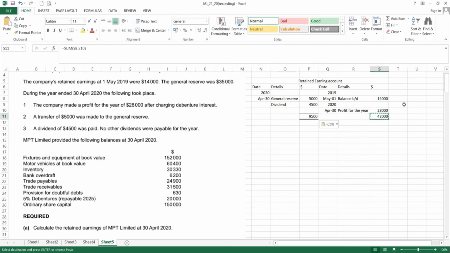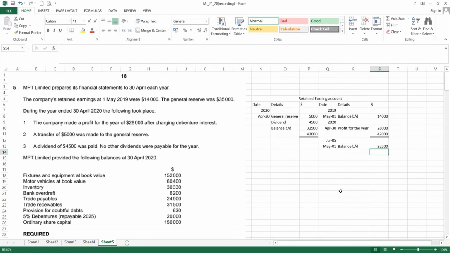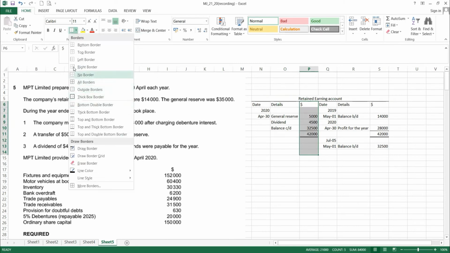So credit side is more than the debit, that means our balance carried out will be on the debit side. So take the credit minus the debit, 32,500. So 2020, May 1st, balance brought down. This is the amount that we have. For this question, they say calculate. Since this is a T account, if you want to use the calculation method, now I'm showing you the calculation method.